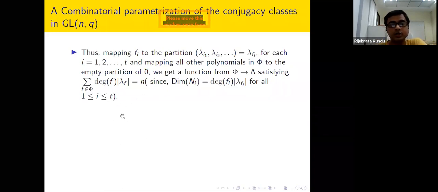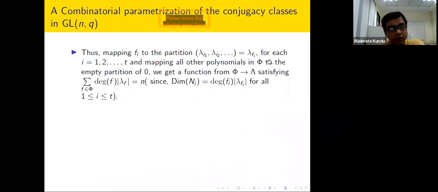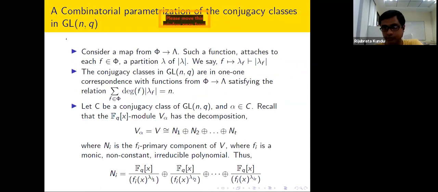So to a conjugacy class, we have attached a data. Conversely, if you have data of this form, one can easily define a conjugacy class by the pairs f, lambda_f, where lambda_f is a non-empty partition, and this pair f, lambda_f defines an f-primary component of an element in C. This correspondence is bijective because a conjugacy class in GL(n, q) is uniquely defined by a collection of admissible elementary divisors. Therefore the correspondence is a bijective one. Okay, so we now have data attached to each conjugacy class in GL(n, q).